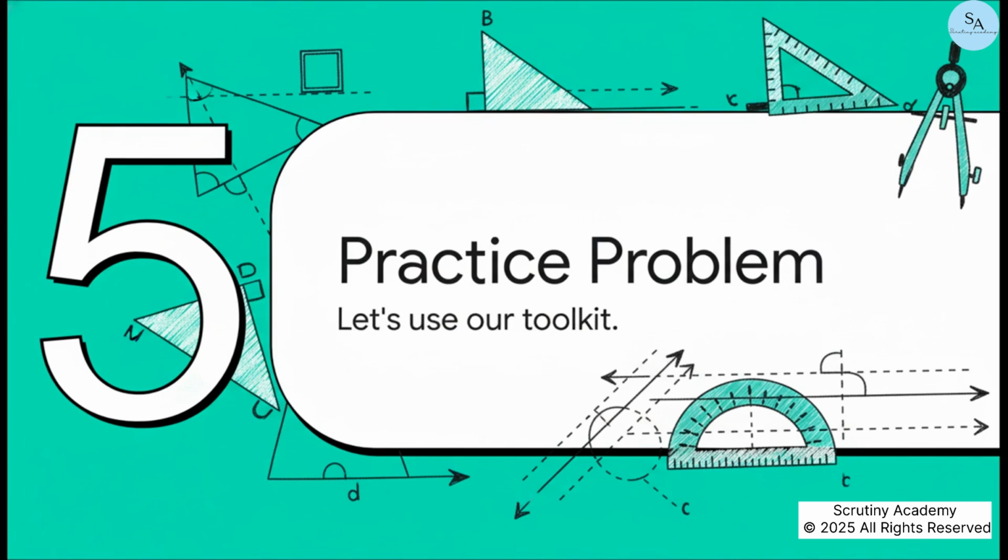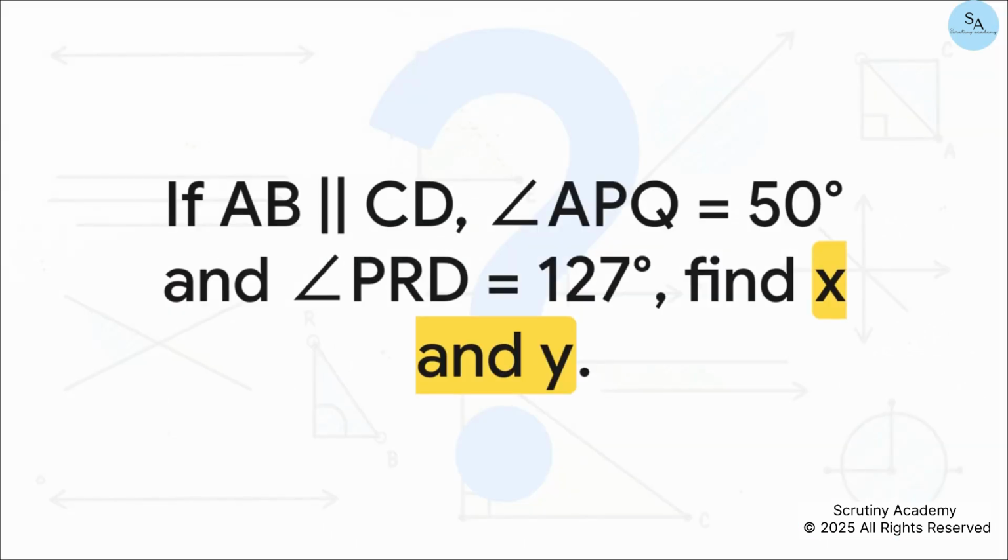Okay, theory's over. We've built this amazing toolkit. Now it's time to get our hands dirty and actually use it on a real exam-style problem. Here we go. Here's our mission. We've got two parallel lines, AB and CD. We're given a couple of angles, and we need to find the values of x and y.